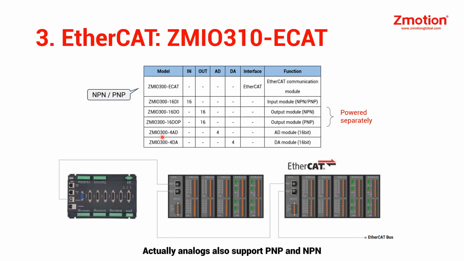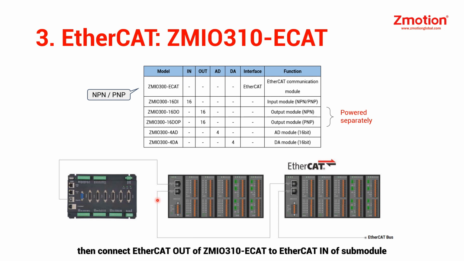Actually, analogs also support PNP and NPN. The precision is 16-bit. And for these two output modules, they need one separate power. And all inputs and outputs are with signal indication LEDs. Now, the wiring. Same as the I/O wiring method. Connect EtherCAT of controller to EtherCAT in of ZMIO 310 ECAT. Then connect EtherCAT out of ZMIO 310 ECAT to EtherCAT in of a submodule.